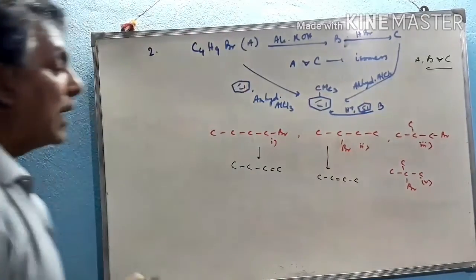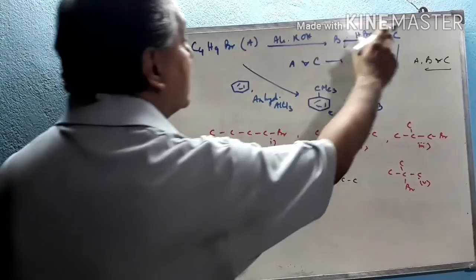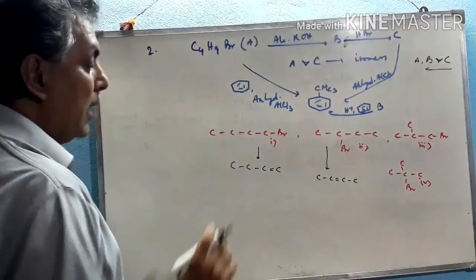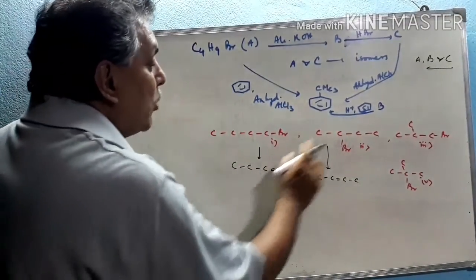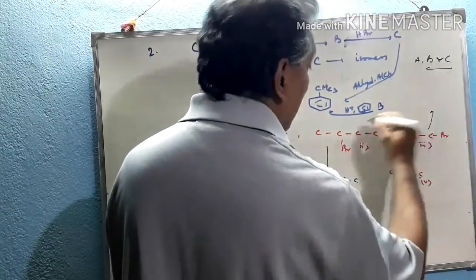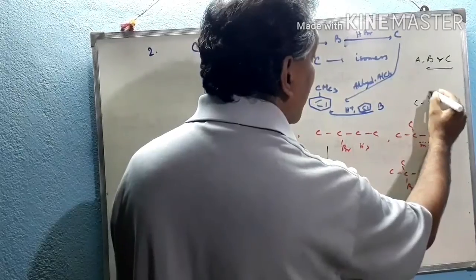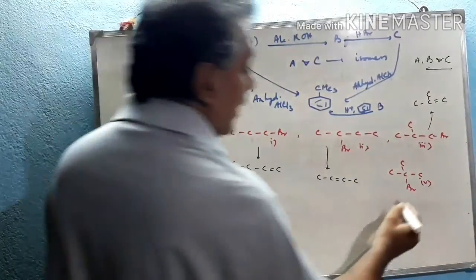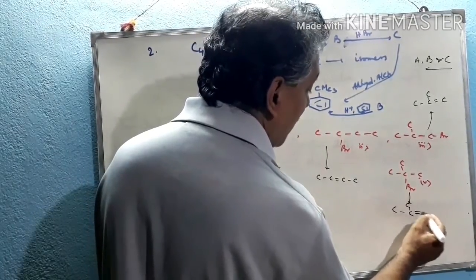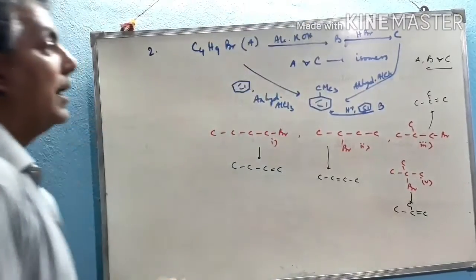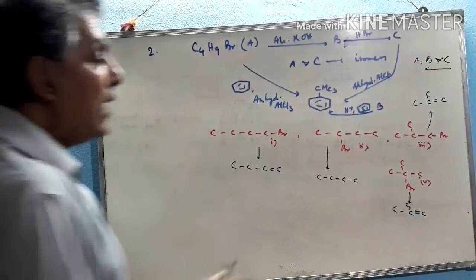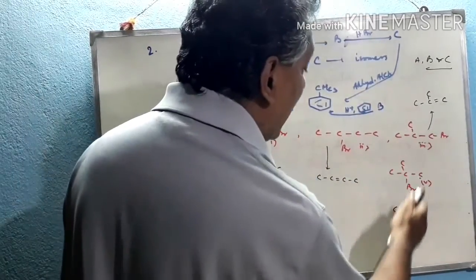So these two give different products, but we have seen that A gives B, and B when treated with HBr gives C. Now this when treated with HBr produces this compound. Again, this product in presence of alcoholic KOH produces 2-methylpropene, and this also produces 2-methylpropene. That means A and C give the same product. So either of these two will be either A or C.